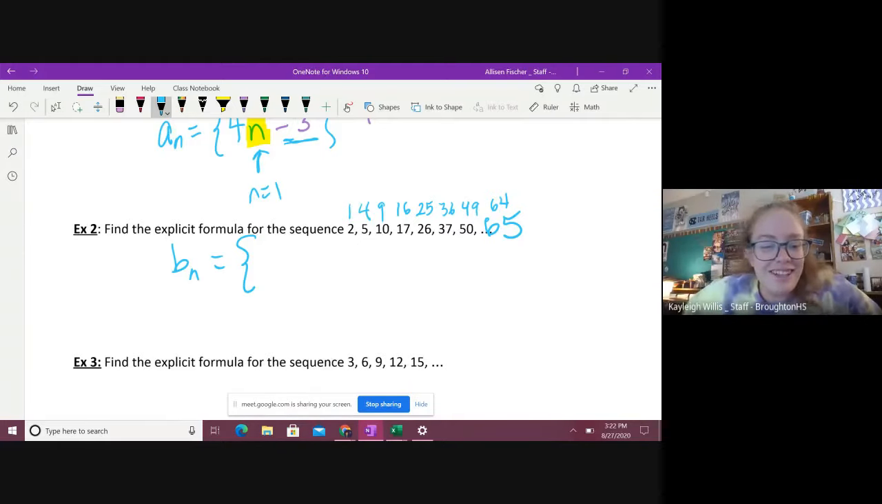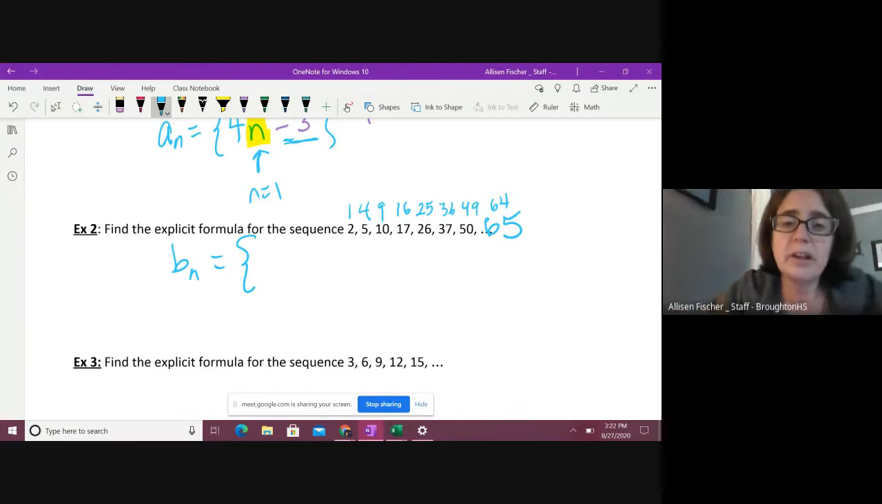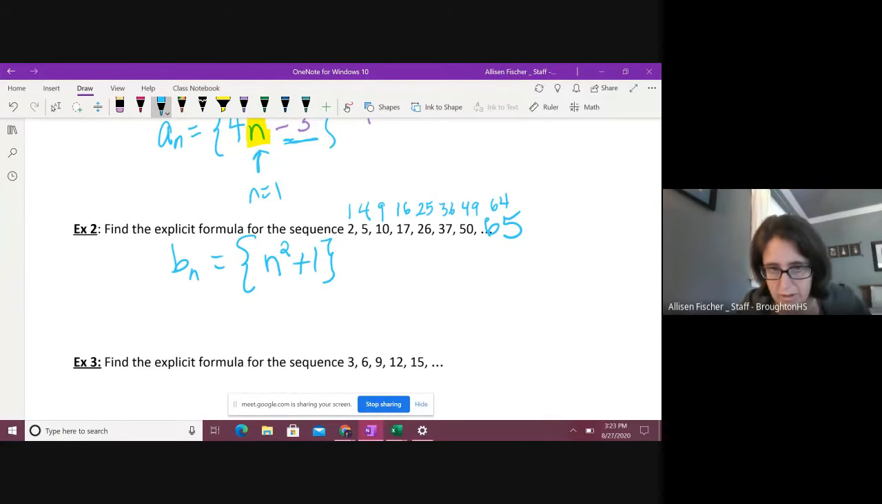I feel like, if n is 1, 1 squared is 1. If n is 2, 2 squared is 4. It's like the squared version of the numbers. Yes, these are all squared numbers. So 1 squared is 1, 2 squared is 4, 3 squared. So the pattern is really n squared. And then the original numbers, 2, 5, 10, 17, and so on, are just one more than that. So you can have lots of different patterns. Some are a little bit more tricky than others.